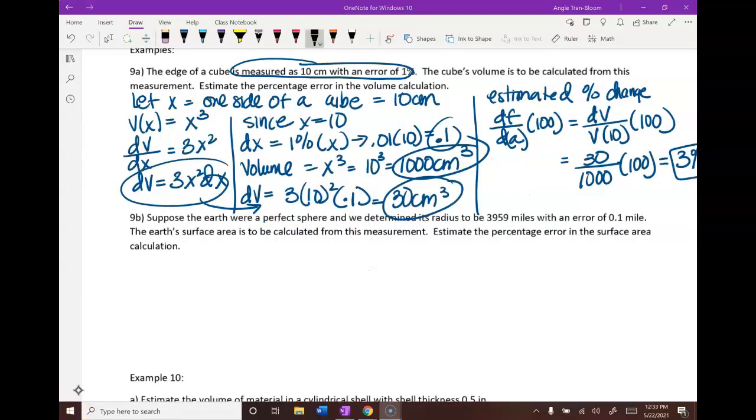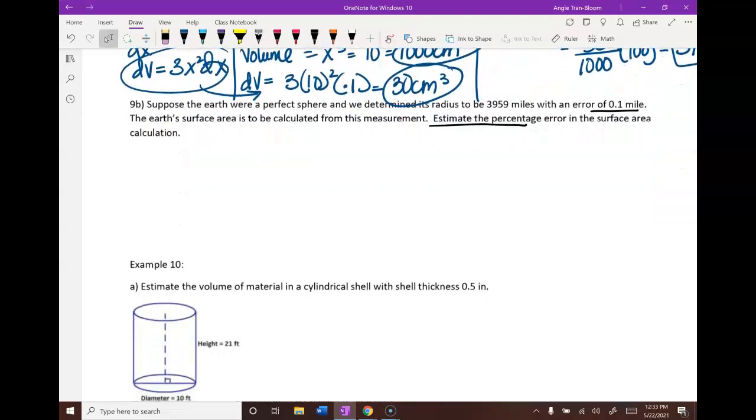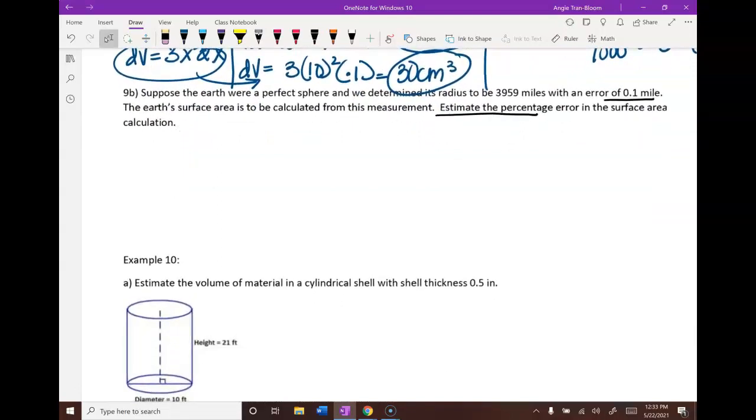All right, part B says, suppose the Earth were a perfect sphere and we determined its radius to be 3,959 miles with an error of 0.1 of a mile. The Earth's surface area is to be calculated from this measurement. Estimate the percentage error in the surface area calculation. And obviously, guys, I love application, and this is as real as it's going to get. Anytime we humans do anything, there's always going to be some sort of error in calculation or measurement, which could be called human error.